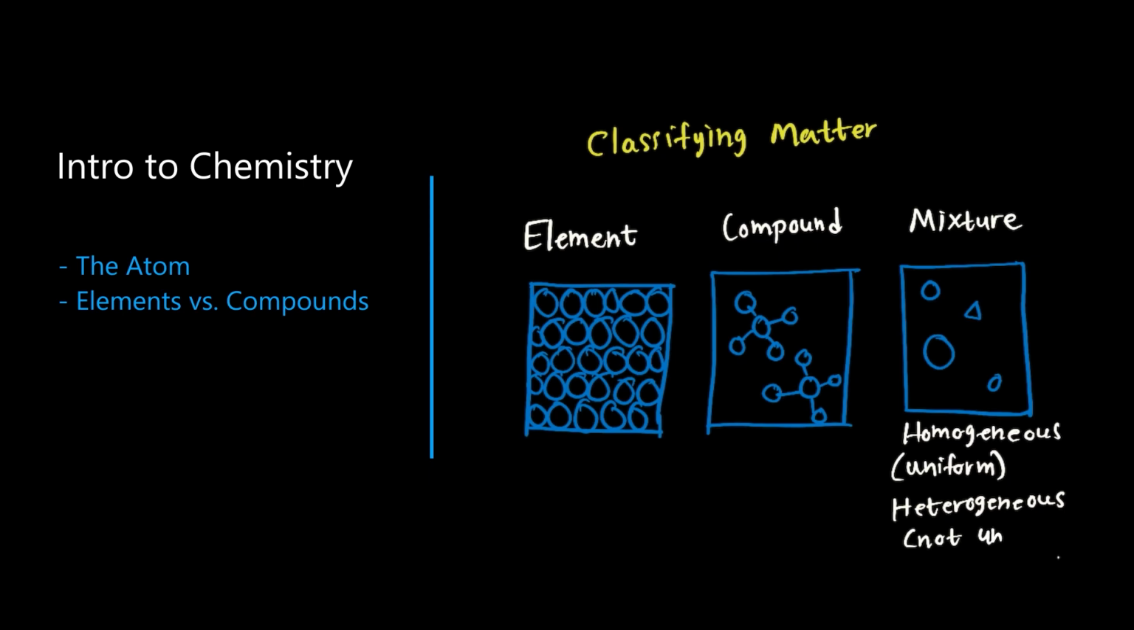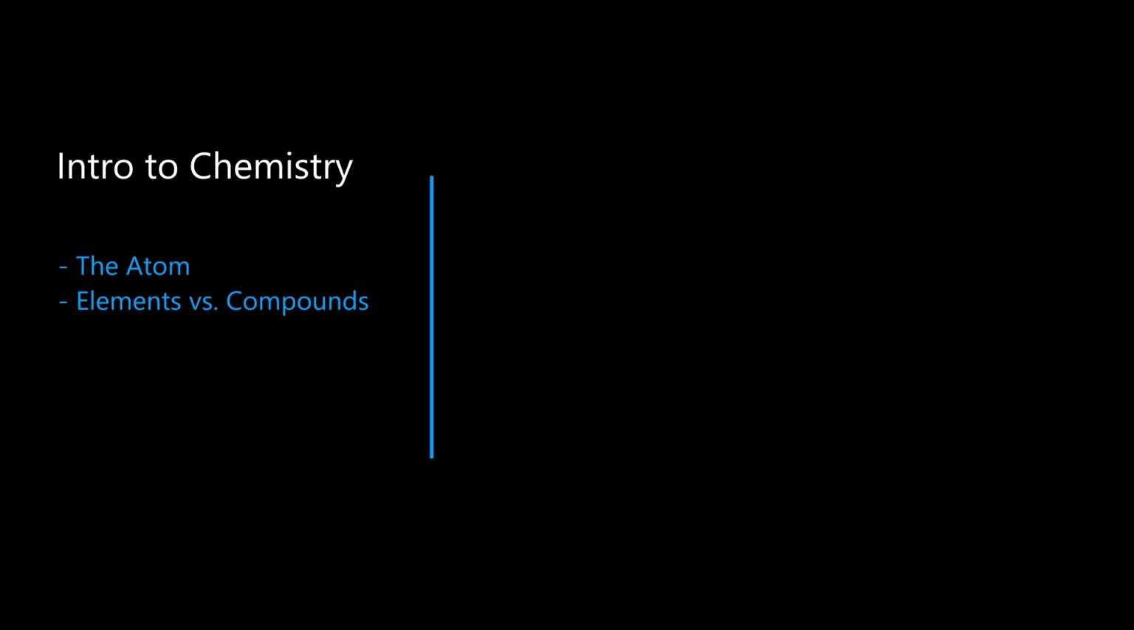There are two types of mixtures. A homogeneous mixture is uniform throughout, like salt water or clean air. You can't see the individual components. A heterogeneous mixture is not uniform, like sand and water, or a pizza. You can see the different parts.